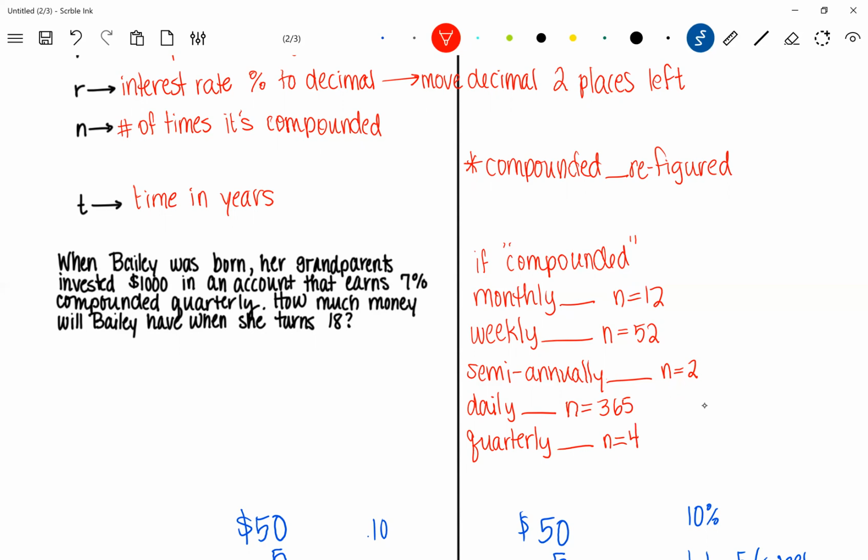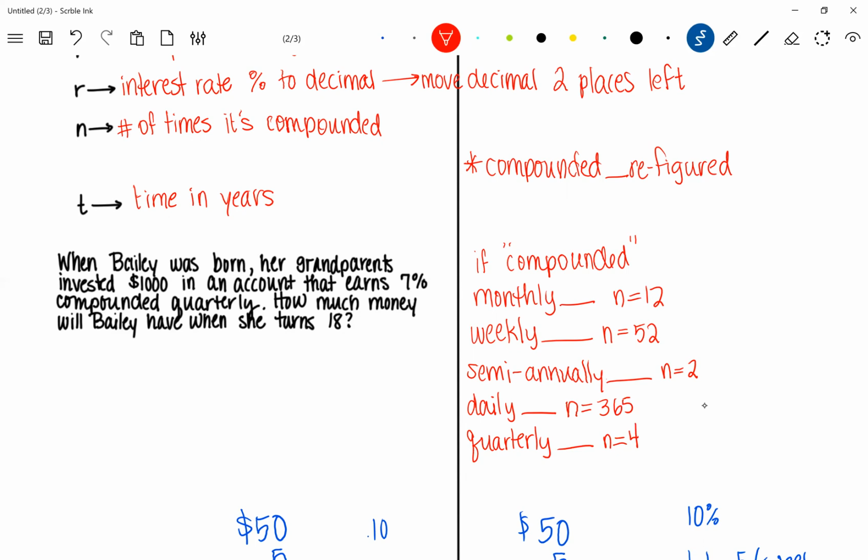So what monthly means is they're going to recalculate the interest 12 times in a year. Okay? If they compound it weekly, it'll be every week, 52 times. Semi-annually, it'll be done twice. Daily would be done 365 times. And quarterly would be done 4 times.